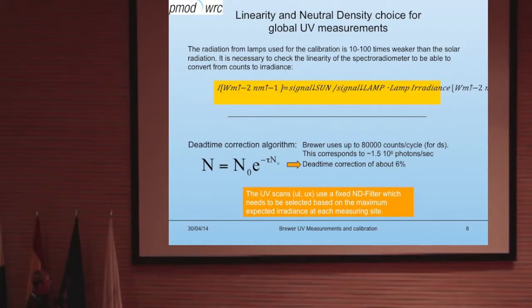And that allows you then to finally choose your neutral density filter in your instrument when you are taking a UV scan. You will be at a specific site. It is individual if you are in Finland or somewhere in the tropics or in Tenerife. Then of course you will have different conditions. So your neutral density filter might be chosen differently depending on the amount of radiation that you will have at noon time in June. And this would be one possibility of selecting the right neutral density filter.